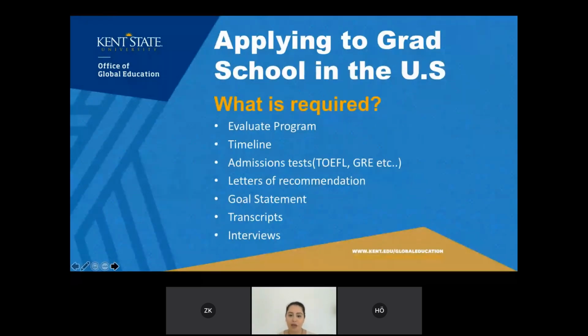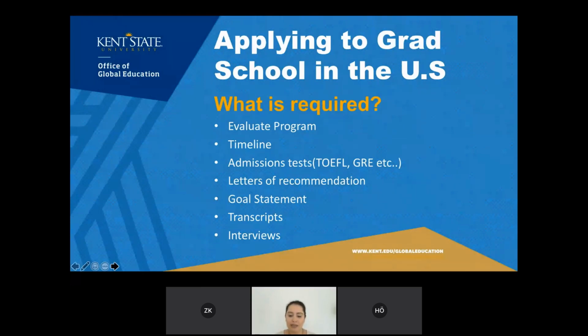Of course, at the graduate level, one of the requirements that you should be prepared for is providing letters of recommendation. Some programs may require 2 letters of recommendation. Some of them may require 3. And I'll spend a little bit more time on letters of recommendation in another slide. And then, of course, you will also be required to submit a goal statement or a statement of purpose. So these are things that, regardless of what university you apply to in the United States, chances are they will ask you for a combination of these things.